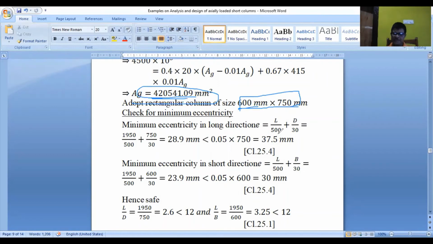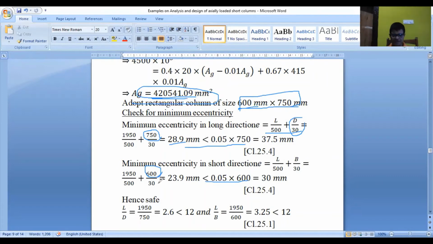Now check minimum eccentricity, L by 500 plus D by 30. So D by 30 means you are providing in both directions. One will be 750 by 30, another will be 600 by 30. Both shall be less than 0.05 of their respective value. Now here, this minimum eccentricity shall be less than 0.05 into 750. Here it should be less than 0.05 into 600.